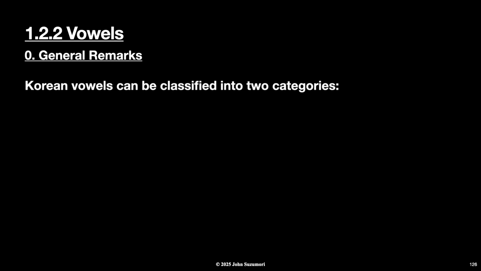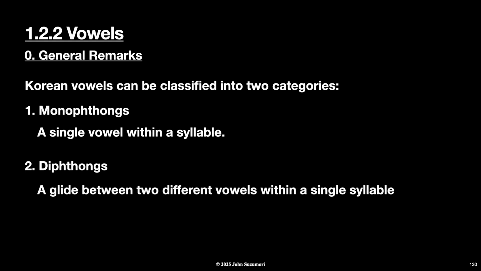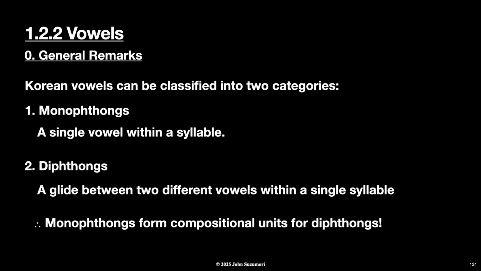Korean vowels can be classified into two categories: monophthongs and diphthongs. As you can infer from the names, monophthongs are vowels composed of a single vowel sound, whereas diphthongs are glide vowels formed by two different vowels within a single syllable. Therefore, monophthongs can be construed as building blocks for diphthongs.